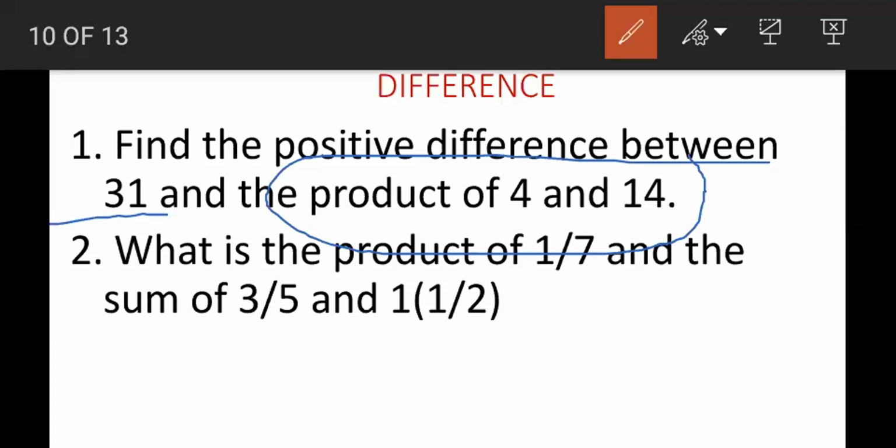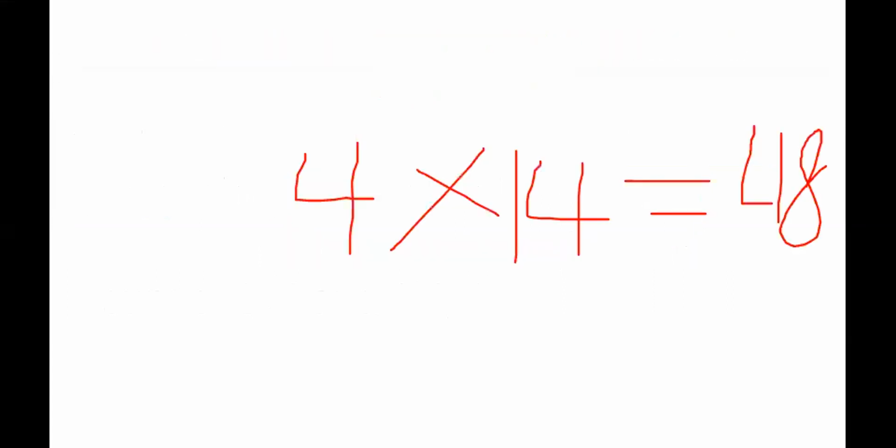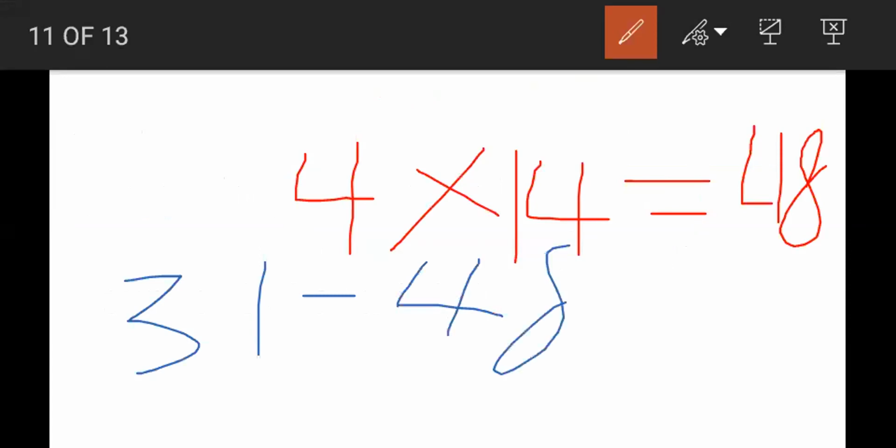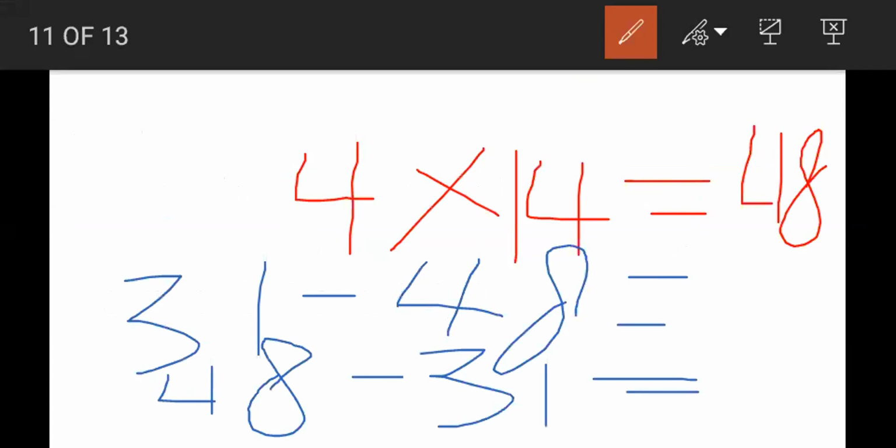That's the difference of 31 and 48. Difference of 48 and 31. That is 31 minus 48. Can it be 31 minus 48 or 48 minus 31? So we have these two answers. The one that is positive will now be our answer. So the first one, 31 minus 48, will give us what?